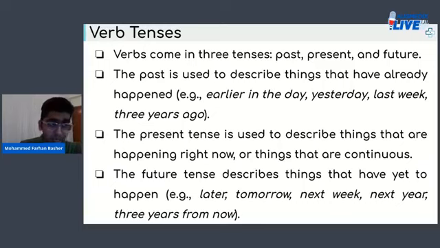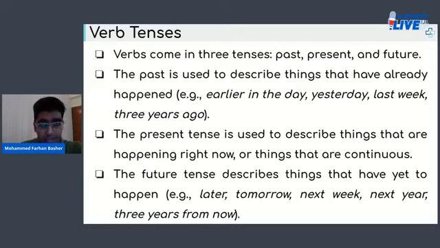So for example, if you say, I went to my office yesterday. So that action is clearly gone. That has already happened, and that clearly happened the day before, as you said, yesterday. So I went to the office yesterday.